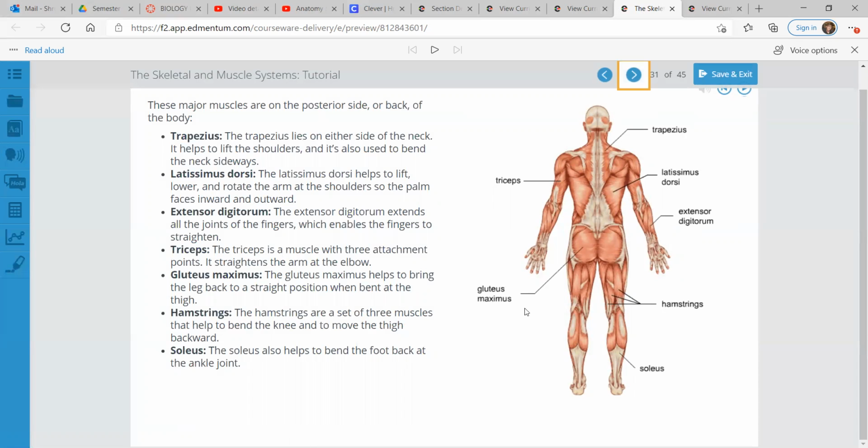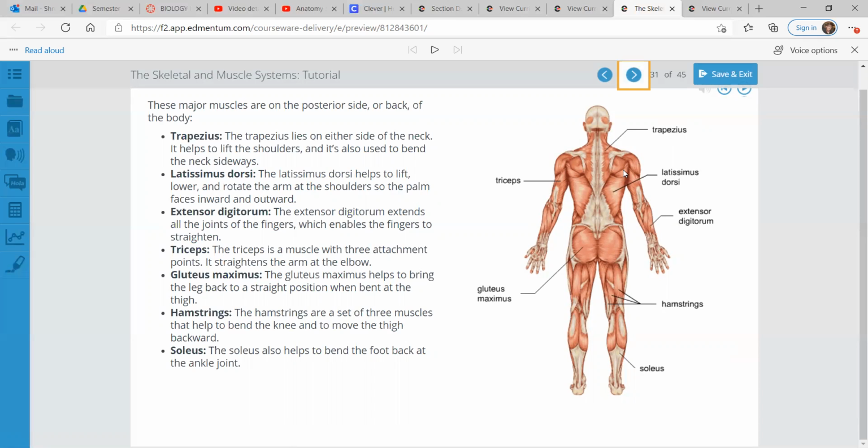And we have your trapezius, or the traps, how people shorten them. Those are the upper back region of your body. They're right by your neck. It helps to lift the shoulders, and it's also used to bend the neck sideways. We also have the latissimus dorsi, or your lats. These help to lift, lower, and rotate the arm at the shoulder so the palm faces inward and outward.